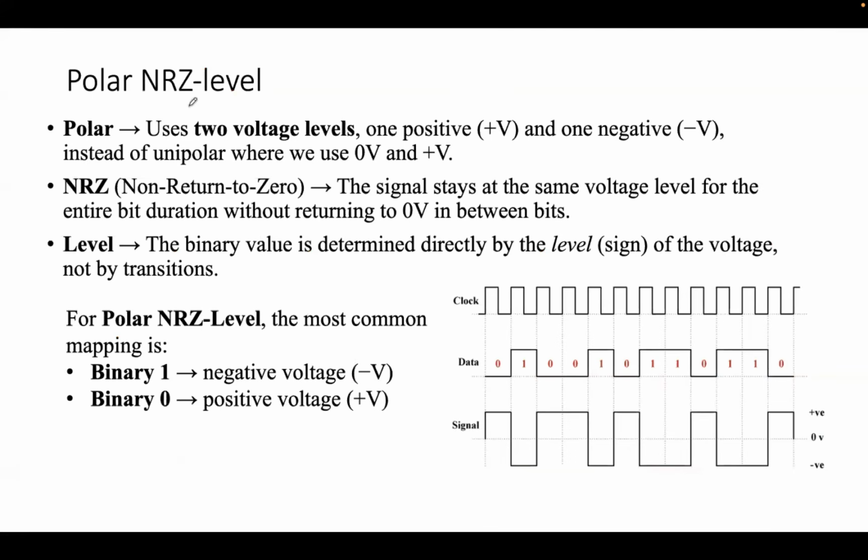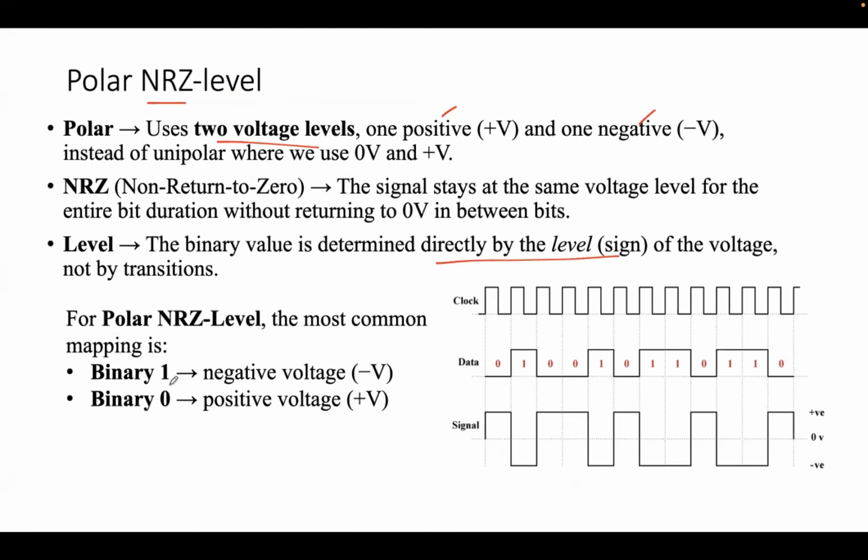Next method is polar NRZ level, which uses two voltage levels. So here we'll consider both the positive as well as negative voltages. And NRZ, as we saw, represents non-return to 0. Here the signal stays constant for the entire bit time, and the binary value is determined directly by the level, which is nothing but the sign of the voltage, but not by the transitions.